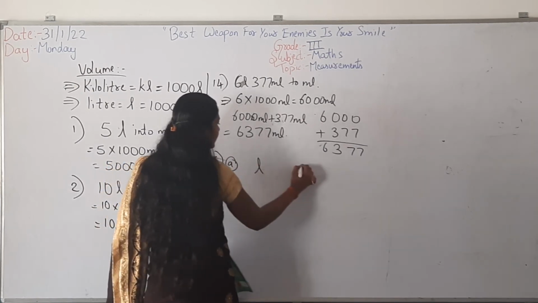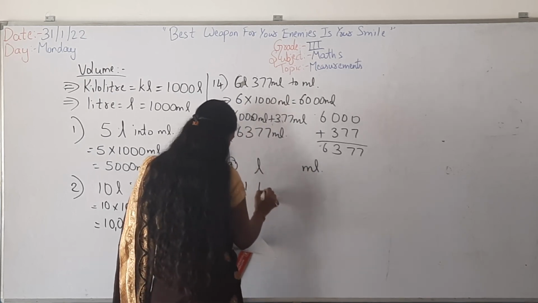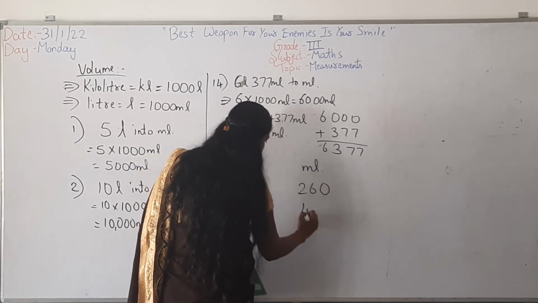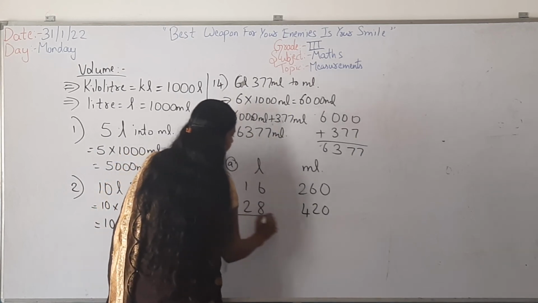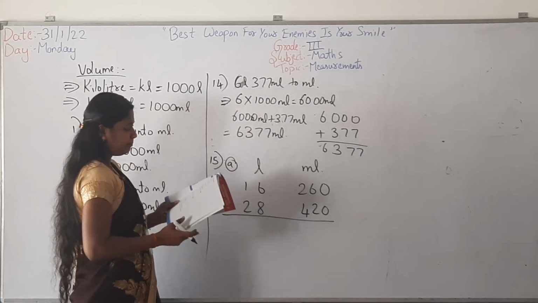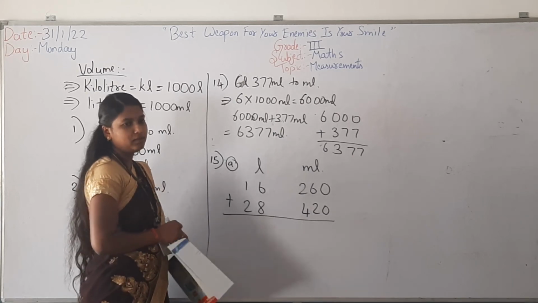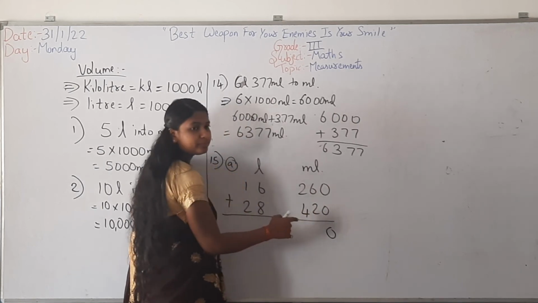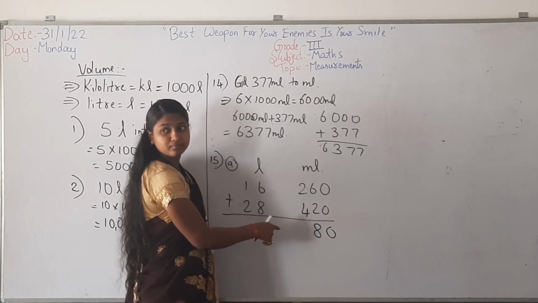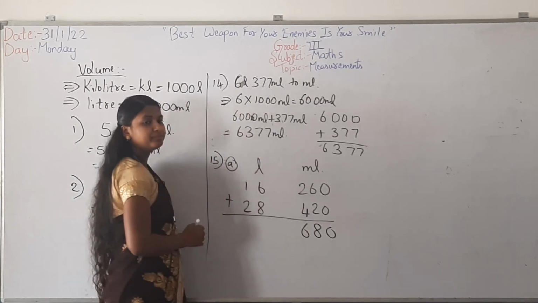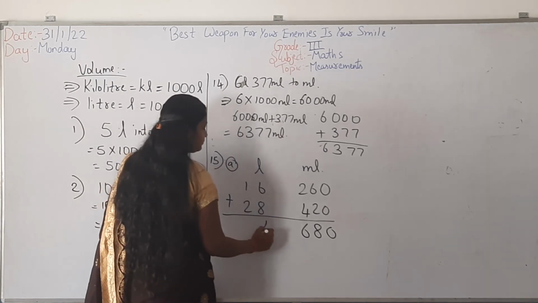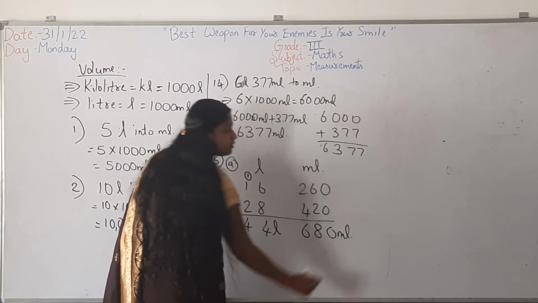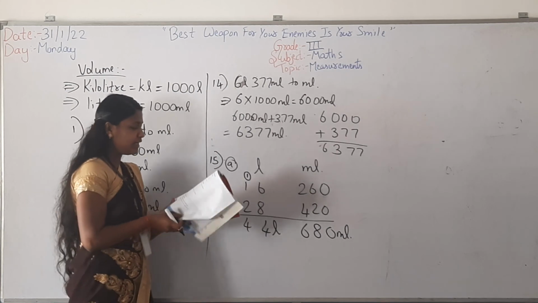Add, okay? Liters. Listen here. 16 liter 260 ml and 28 liter 420 ml. It is addition, right? Ma'am, B question is like this only? B is subtraction. Like this only, subtract. 0 plus 0? 0. 6 plus 2? 8. 2 plus 4? 6. 6 plus 8? 14. 1 plus 1, 2, 2 plus 2, 4. 44 liter, 680 ml.